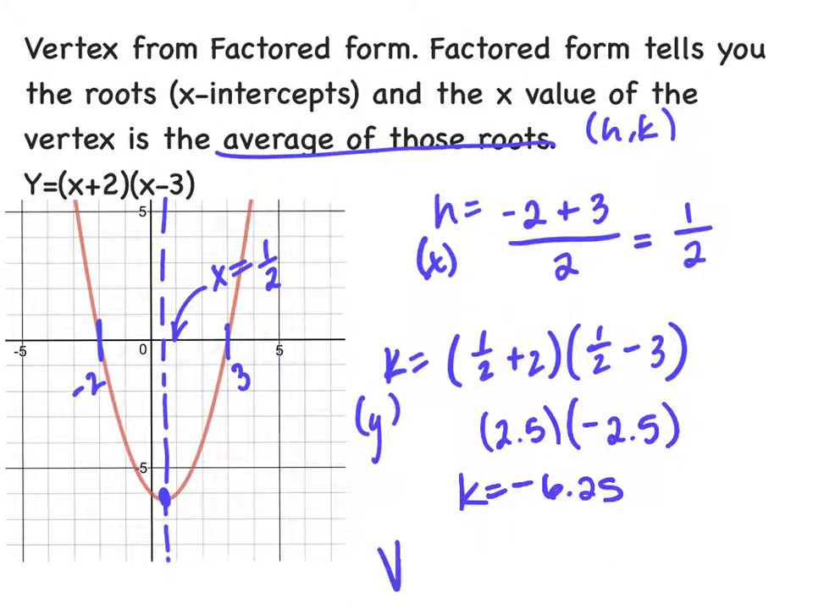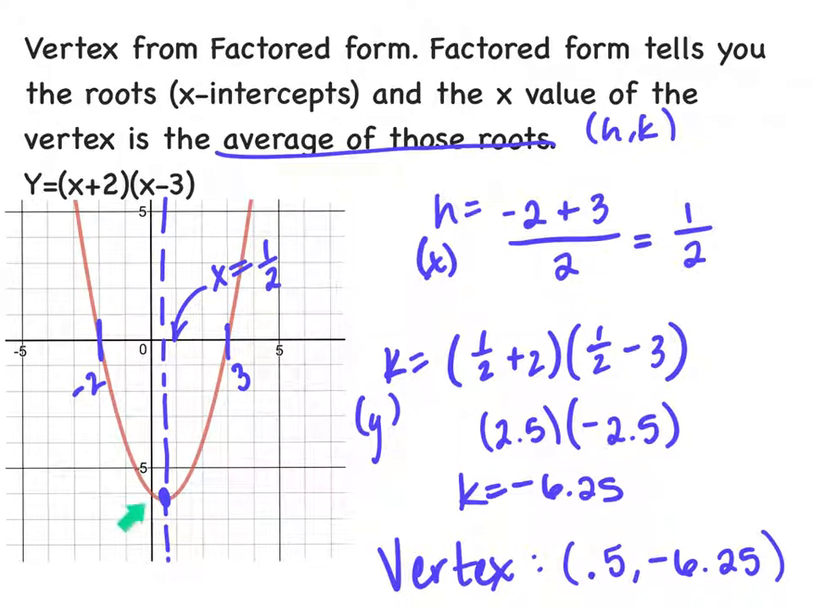So my vertex from the factored form is the point 1/2, or 0.5, -6.25. And you can kind of see that on the graph as well. Here's -6. The vertex is just slightly below that, about 1/4 of the way. So that's my vertex at 0.5 and -6.25. So that's factored form.